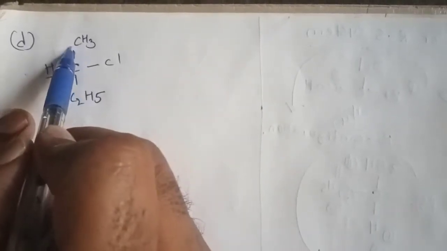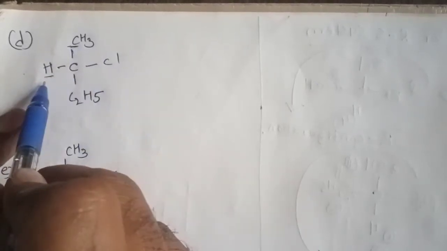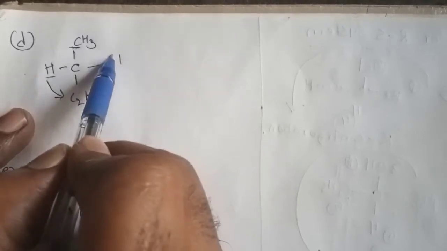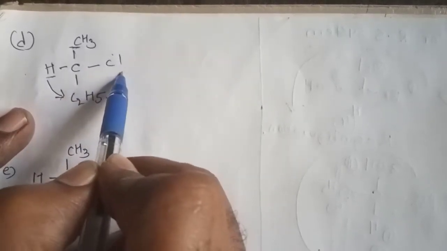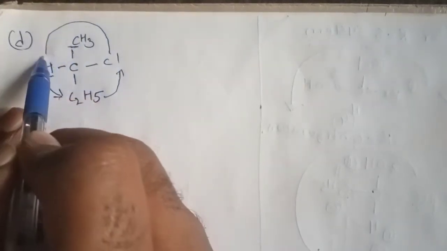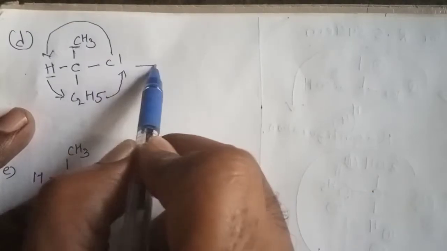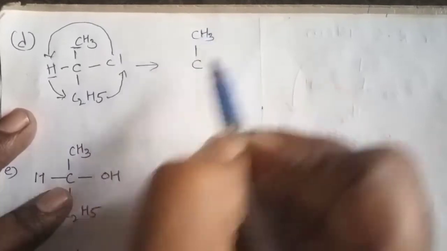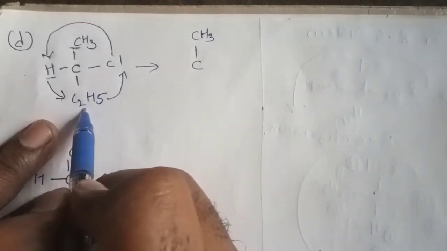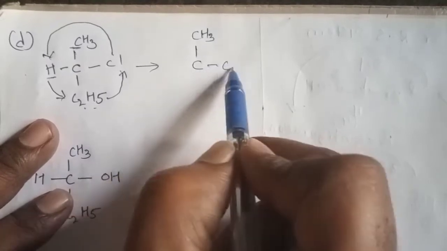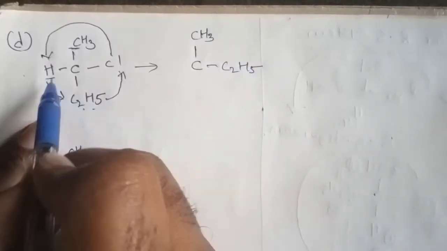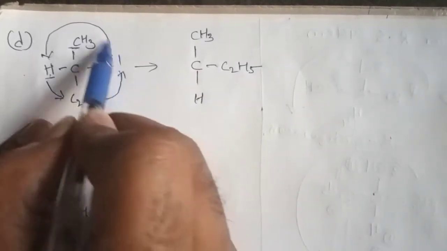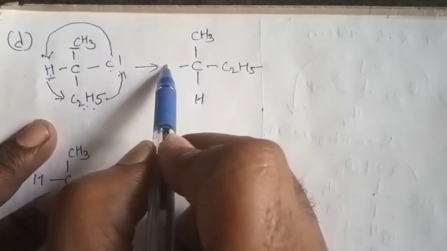Without disturbing the top group, this group will shift to this place anti-clockwise, this group will shift to here, and this chlorine shifted to this place. So it looks like this: carbon, CH3. Now this C2H5 is shifted to this place, so it becomes C2H5, and this hydrogen shifted here, then hydrogen, and this chlorine jumps from this place to this place, then it will be Cl.